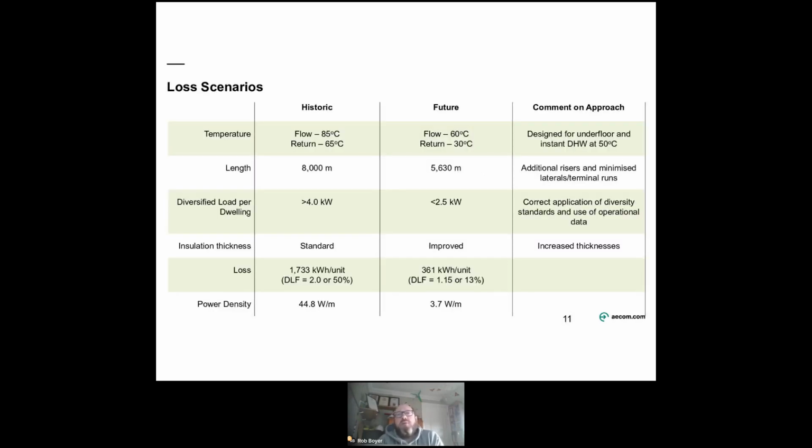So what happens if we bring all these things together? I've highlighted the historic approach, and then I've looked at what could be coming in the future and the big moves. And this is based on a 4th generation system as opposed to a 5th generation system. So we've looked at tackling some of the length. We've reduced the size from 4 kilowatt diversified load per dwelling down to 2.5. We've looked at improved insulation. Everything in concert, all working together, has brought the calculated loss down to 361 kilowatt hours per unit, far below the 876 CP1 requirement. And even the best practice, it's lower than that at 550 kilowatt hours per dwelling, which gives us a loss factor of 1.15.